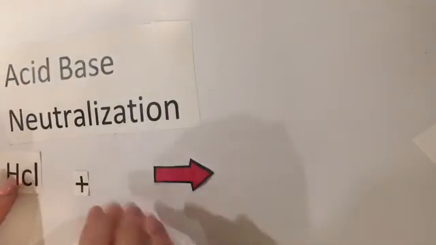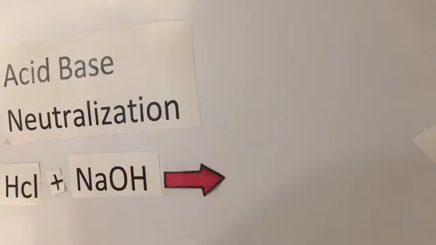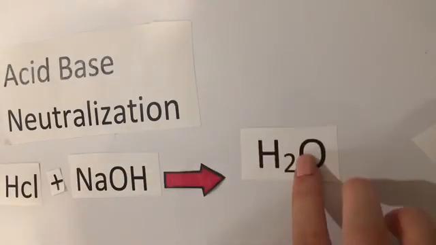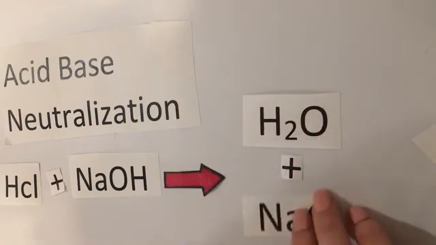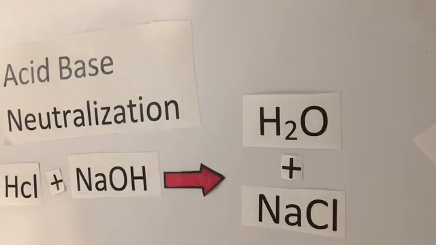An example of a formula using elements would be hydrogen chlorine compound plus sodium hydroxide compound turns into sodium chlorine, aka salt, plus H2O, aka water.